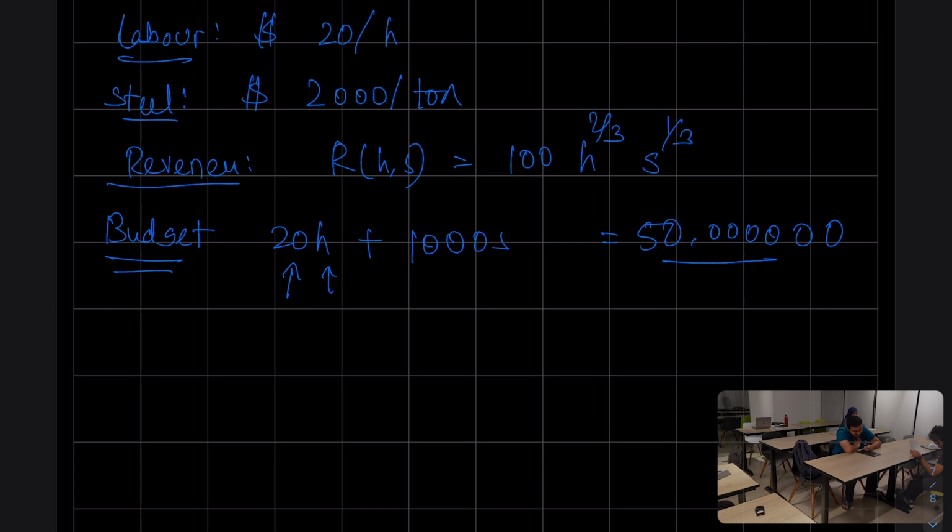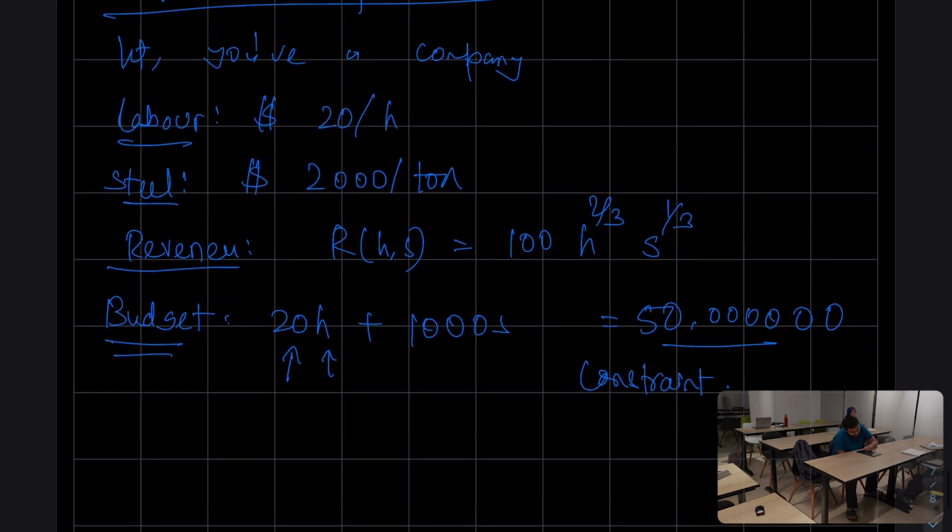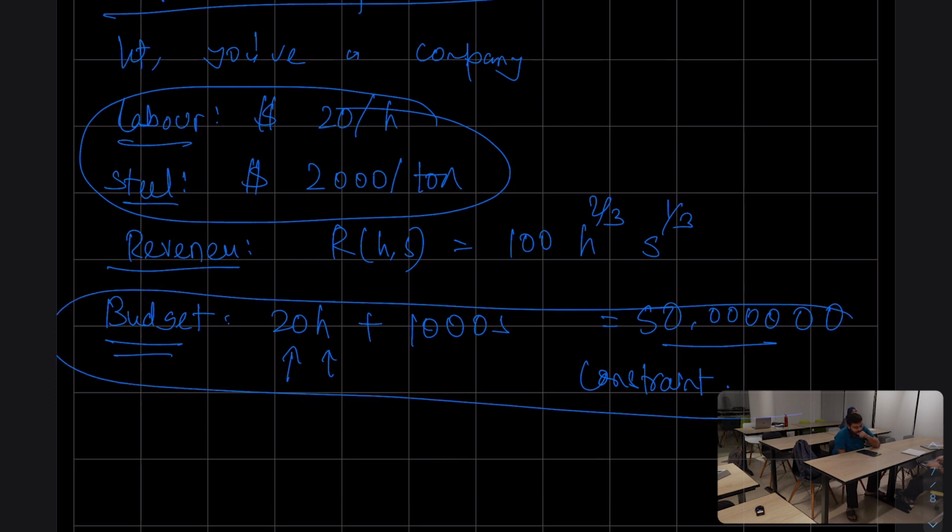Okay, so this is a constraint. Okay, very good. So this is a problem one has to solve. It's an optimization problem. Egula given, constraint given, revenue given, সব কিছু given.